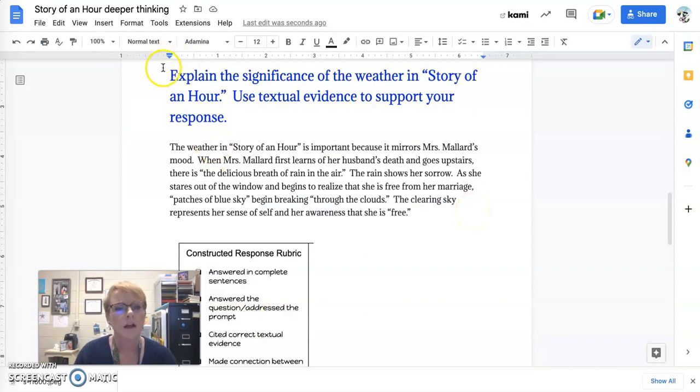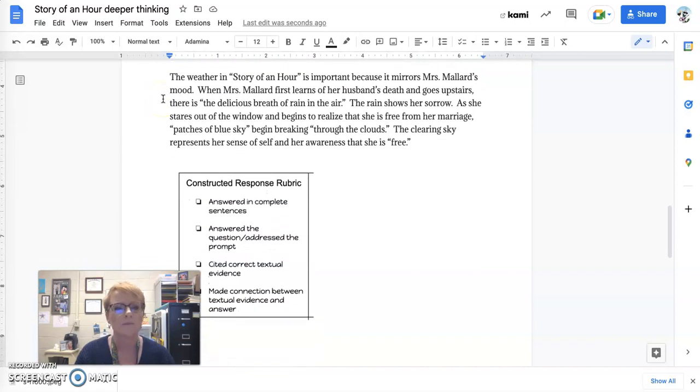So you'll recall our constructed response prompt. Explain the significance of the weather in the Story of an Hour. Use textual evidence to support your response. Here is a good constructed response.